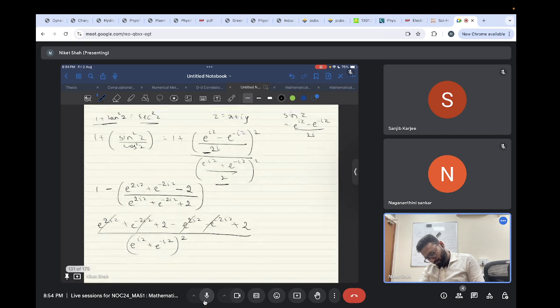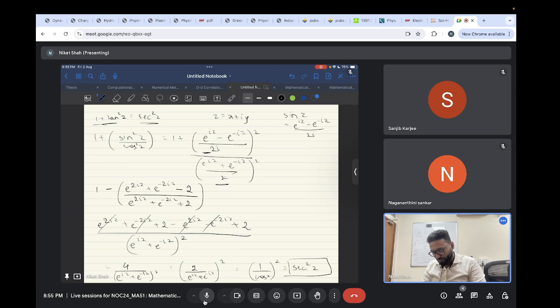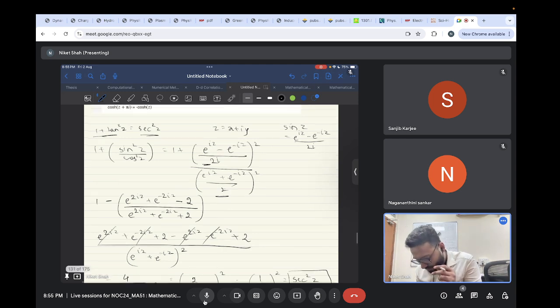So it is equal to 4 divided by e raised to power iz plus e raised to power minus iz, the whole square. So it is equal to 2 divided by e raised to power iz plus e raised to power minus iz, the whole square. This is exactly the form that we're getting. And e raised to power iz plus e raised to power minus iz by 2 we know is cos z. So this is equal to 1 by cos z the whole square, which is sec squared z. Hence proved.